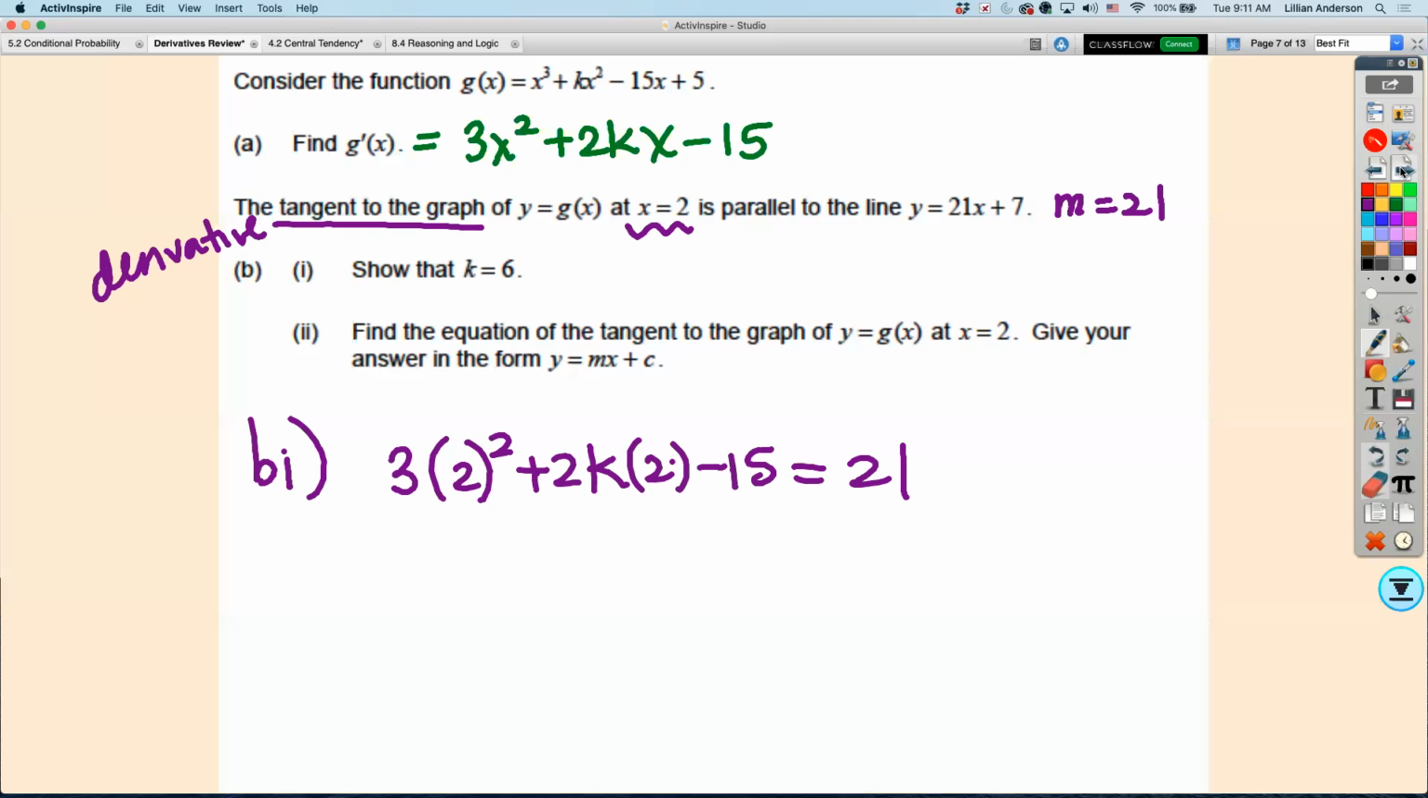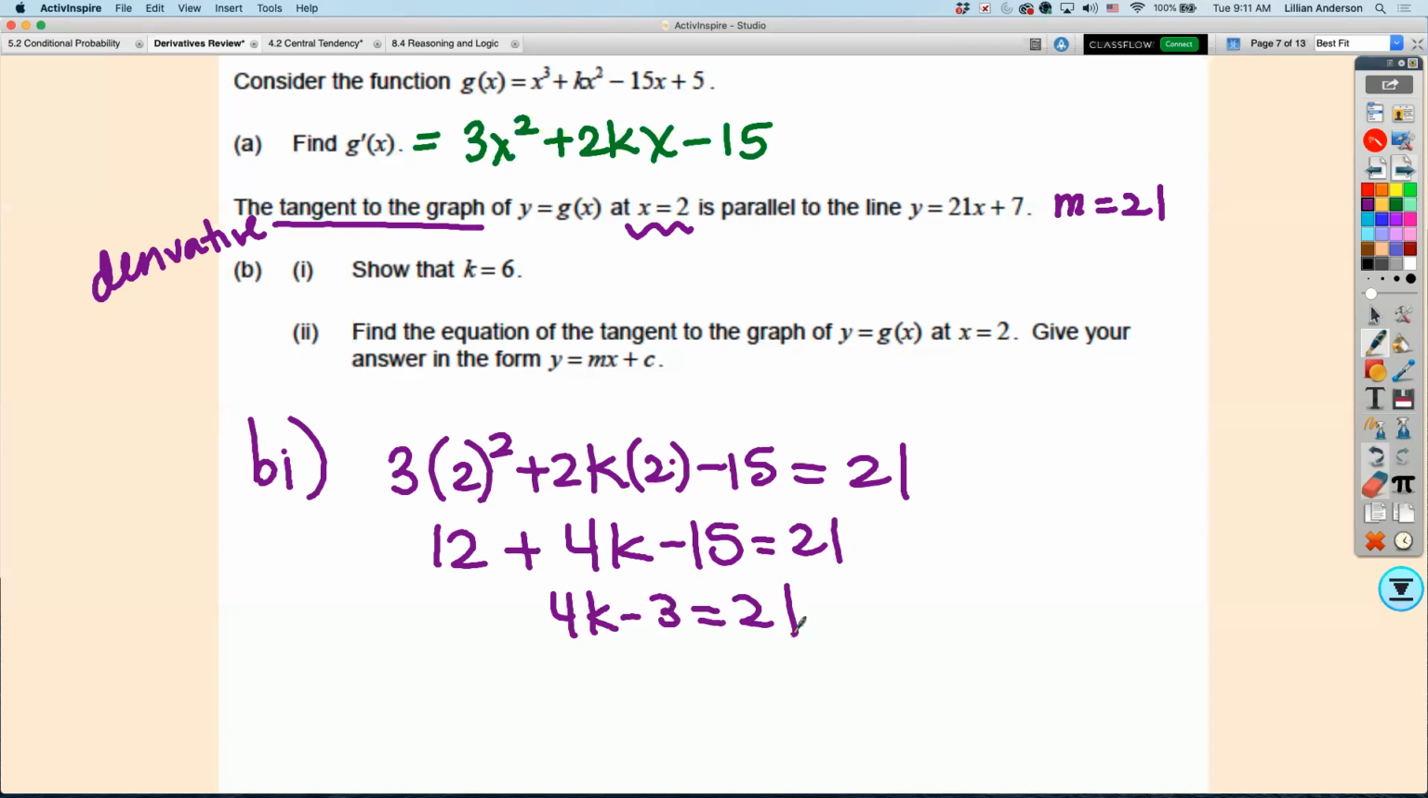2 squared is what? Times 3? 2 times 2 is? It's a show problem, so you want to show all your steps to make sure you don't lose any marks. Methods. What's 12 minus 15? How do I solve for K? And then, so this is exactly how K is going to be equal to 6.